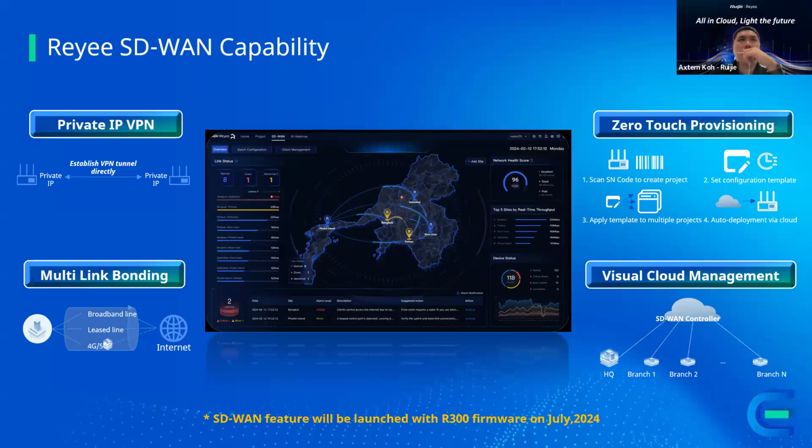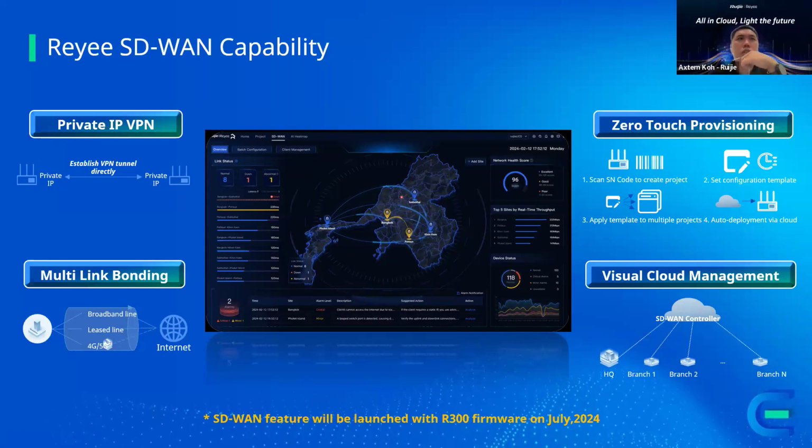And next, this is what we are going to share with you. The SD-WAN feature will be officially launched with firmware in July 2024. This will help you solve a lot of problems in the market right now. Let's say your customer says, my customer is using a private IP, even on 4G, both sides are private IP. Can they form an IPsec VPN? Generally, with the current model, no.